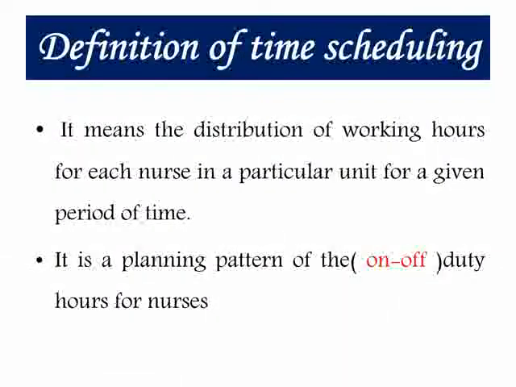Definition of time scheduling. Time scheduling means the distribution of working hours for each nurse in a particular unit for a given period of time. In other words, it is a planning pattern of the on-off duty hours for nurses. To be on duty means you are working. To be off duty means you are relieved from the work. Each nurse should work specific hours and be relieved for other hours.